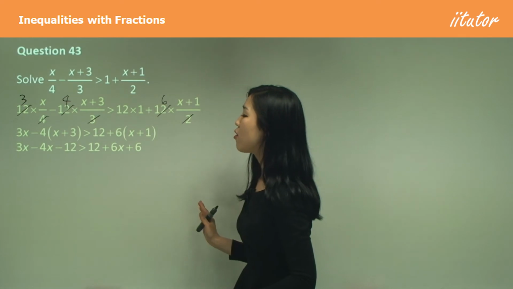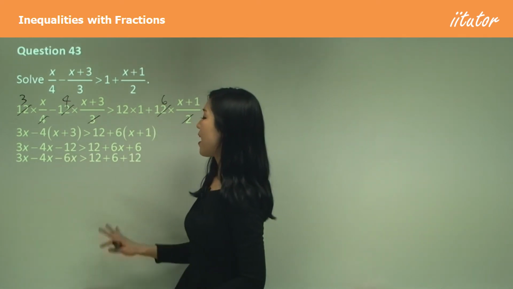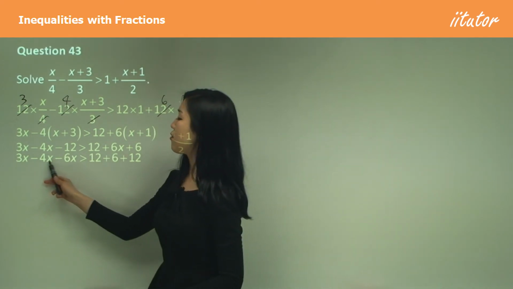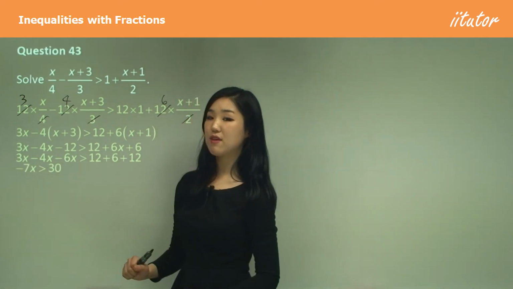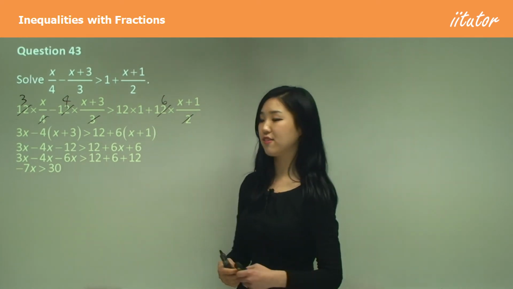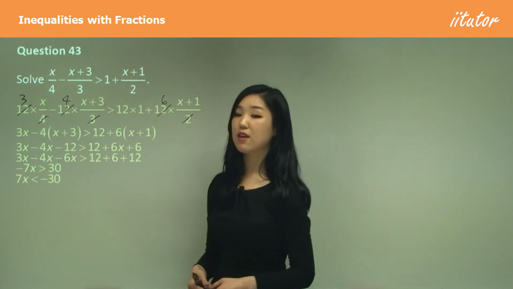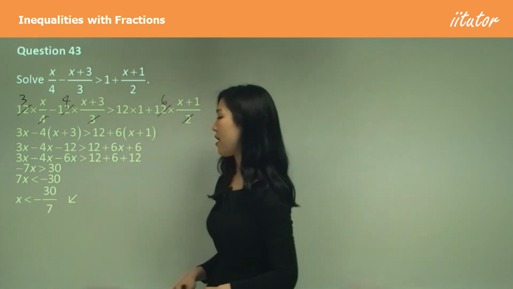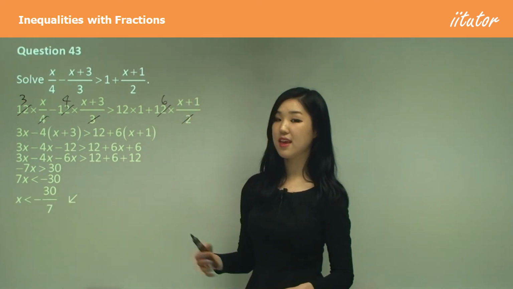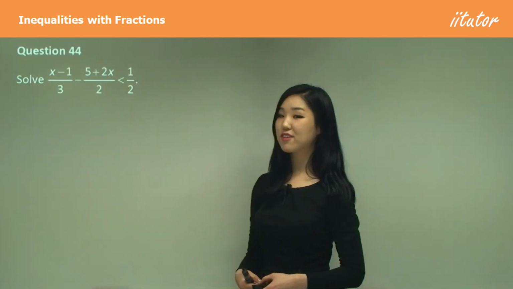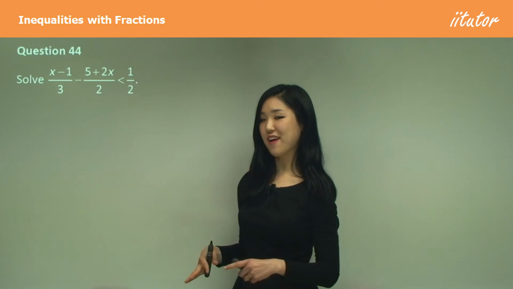Now move all your x's on your left-hand side and your constants on your right. So 3 minus 4 minus 6 is negative 7x, and this side should be 30. So you guys can do all the calculations, right? I don't want the negative, so move the negative over and switch the sign and divide by 7. So x is less than negative 30 over 7, and you can just leave it like that. Maybe you guys can try this question on your own and check your answers.